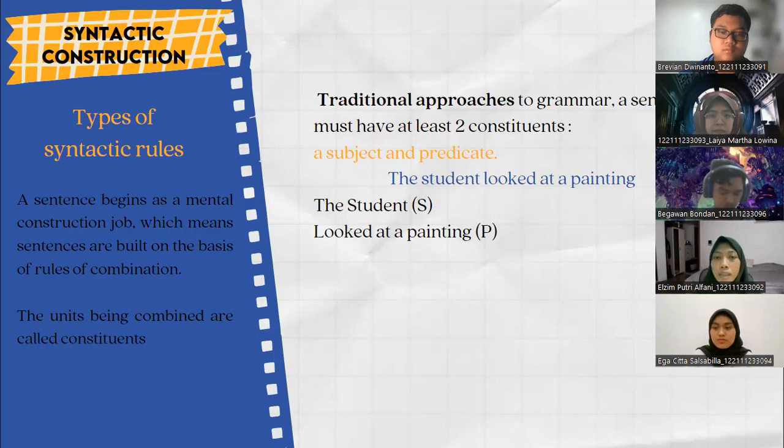Let's take a look at the example. The student looked at a painting. The student here is a subject, and looked at the painting is a predicate.